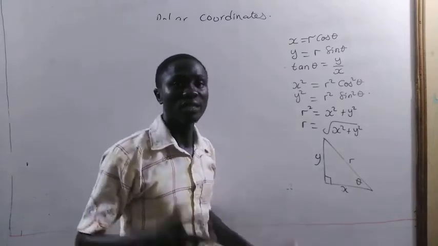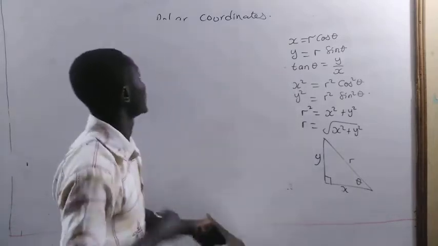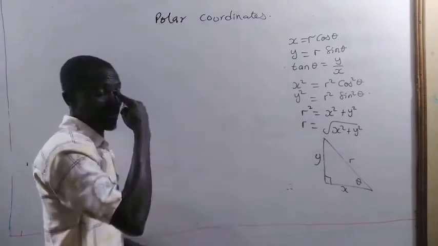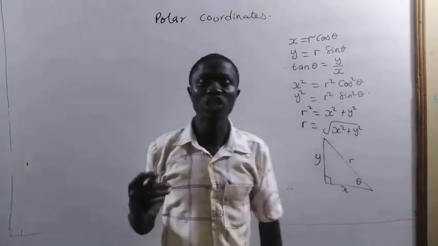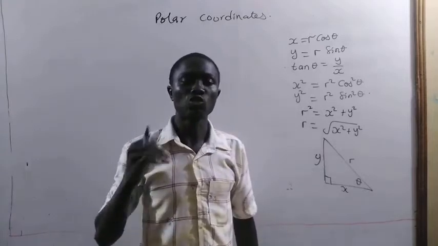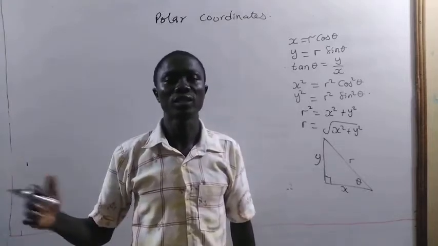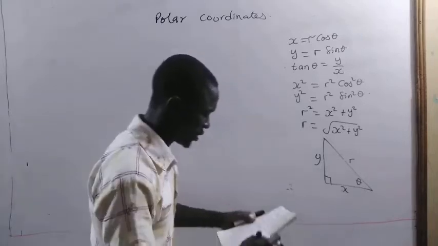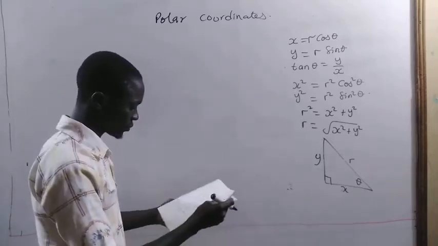In this lesson, we're looking at polar coordinates. Under polar coordinates, we're looking at how to change Cartesian equations to polar equations, or rectangular equations to polar equations. So let's take our first example here.